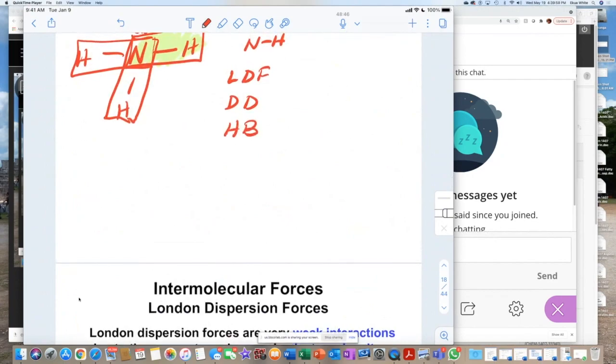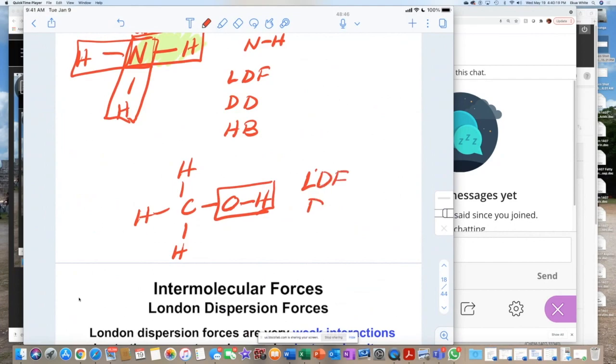Let me give you one organic molecule. This is C, H, H, C. I'll put O here, H, H. This is an alcohol. Because of this, the molecule has hydrogen bonding capacity. That means it has LDF, dipole-dipole, hydrogen bonding.